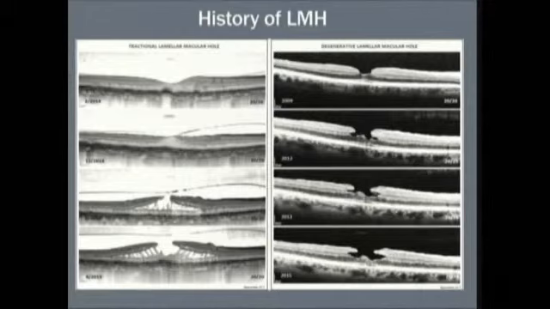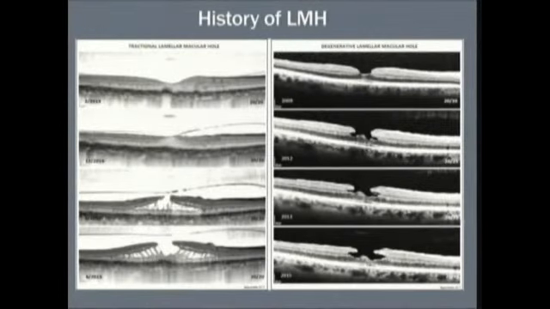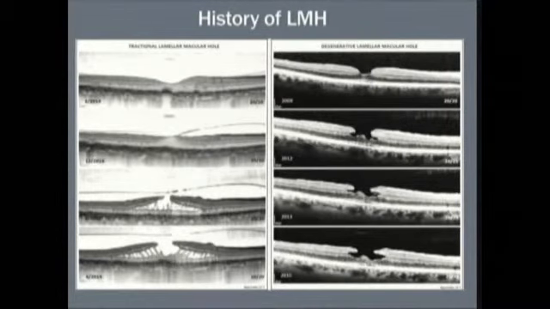And if you look at the history of the tractional lamellar hole, for example, this patient presented in 2014, and it progressed fast, and in 2015 this is a full tractional lamellar hole. While in the degenerative type, it's a slow history. This patient was seen first in 2009, and it got a complete picture in 2015.